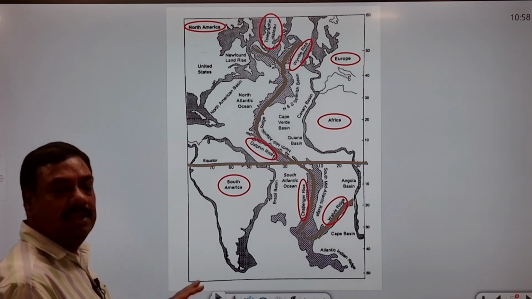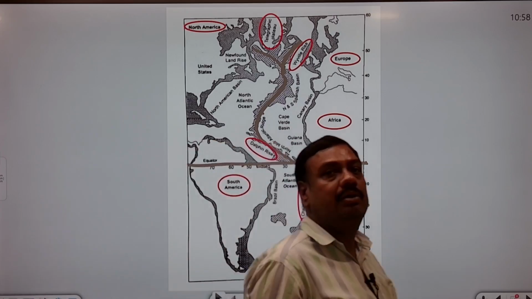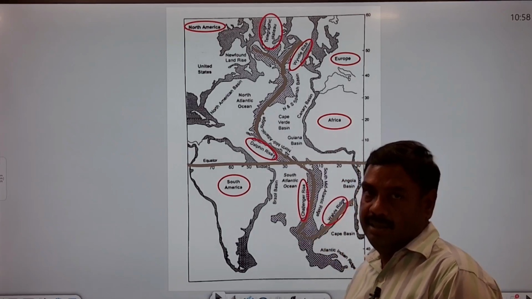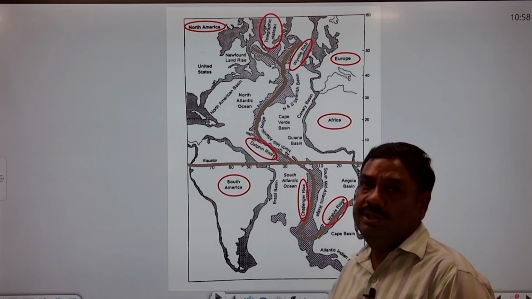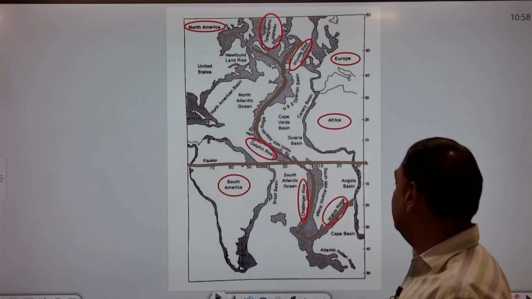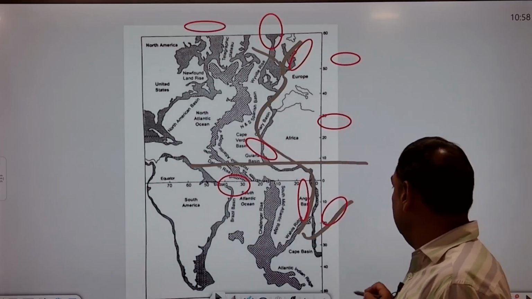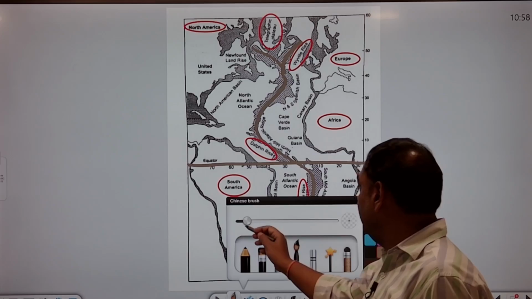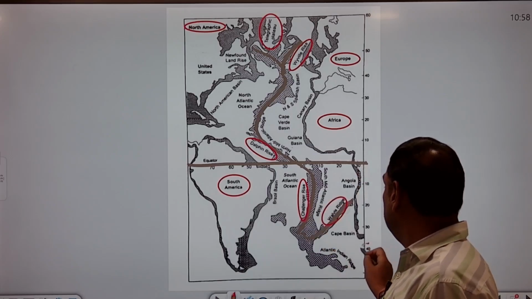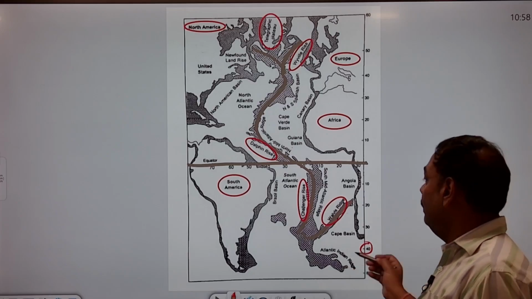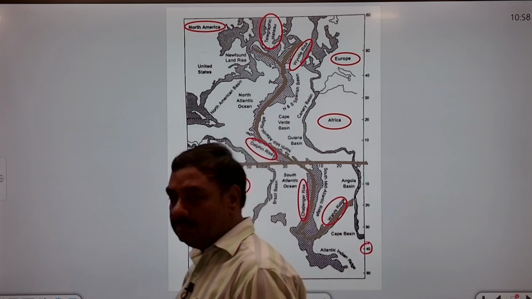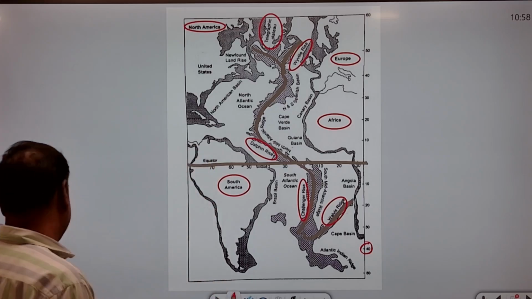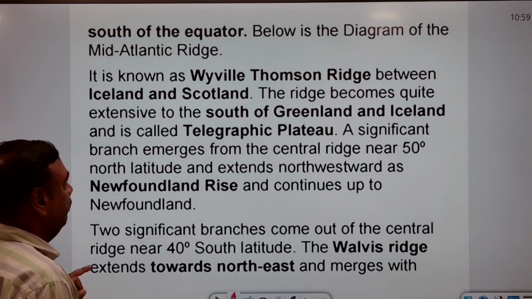So the diagram has been given to you with the notes, right? There you can find how the Walvis Ridge is formed and where it is formed. It branches off from the Challenger Rise nearby the 40° south latitude, right? From here it branches off from the Challenger Rise, the southern part of the Mid-Atlantic Ridge. So this is the description of the Mid-Atlantic Ridge.